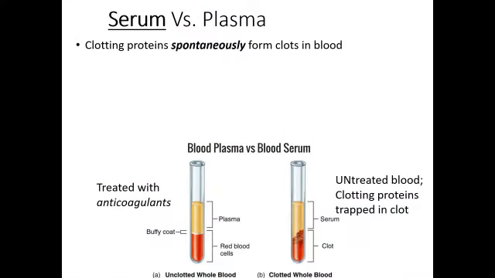Okay. In the first part of this blood lesson, we talked about plasma versus serum, and I said that we would come back to that, and now we finally have enough information to be able to understand the difference between serum and plasma. Okay. Remember that plasma is the fluid in your blood that contains all of those clotting proteins. Remember that clotting proteins are going to spontaneously form clots in the blood unless they are told otherwise, right? Unless nitric oxide, prostacyclin, etc. is keeping them from turning on.